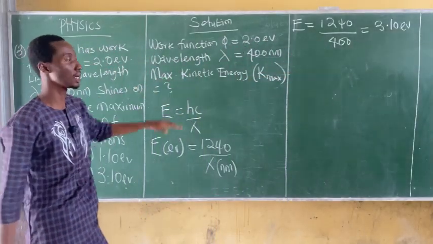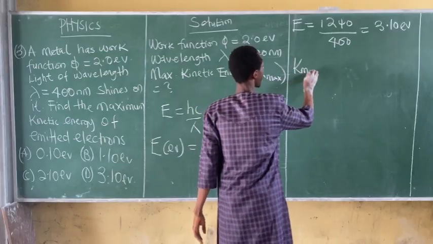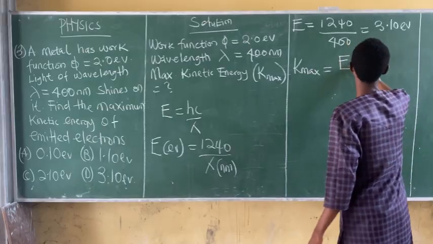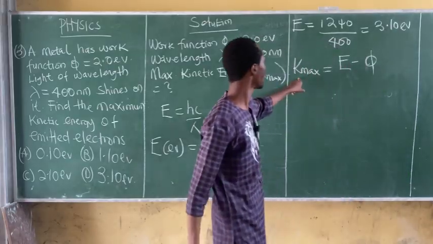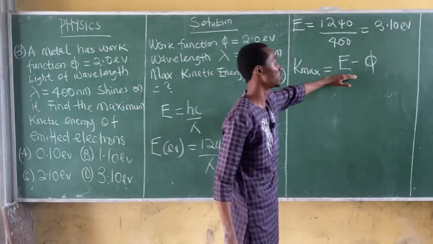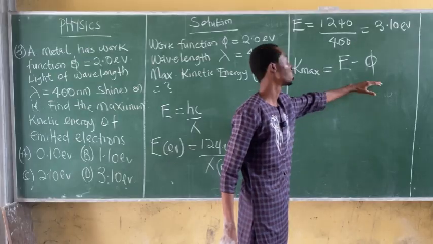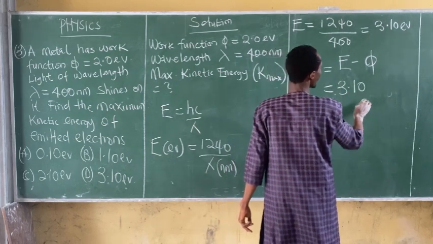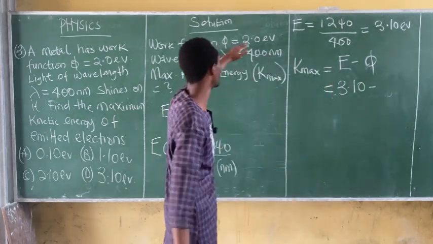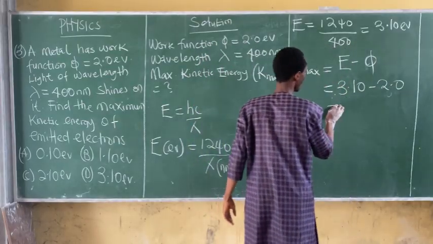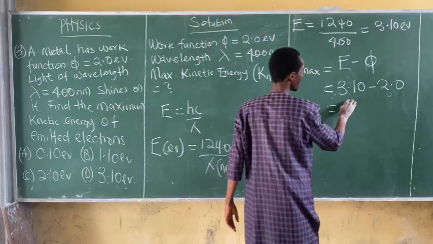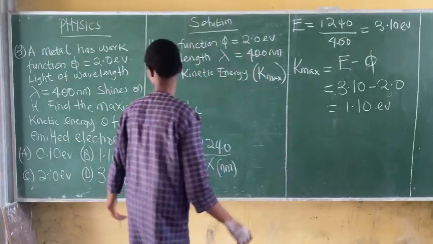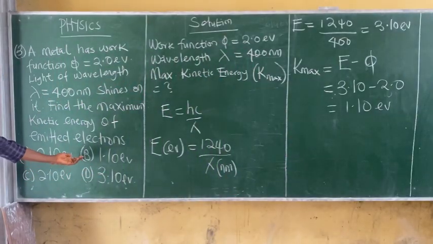To find the maximum kinetic energy, K max is equal to E minus the work function. The maximum kinetic energy is given by this formula, E, which is the photon energy, minus the work function. This is equal to our E from this solving, 3.10, minus the work function given in the question, which is 2.0. 3.10 minus 2.0 gives us 1.10. The unit is electron volts. So the correct option here is option B, 1.10.